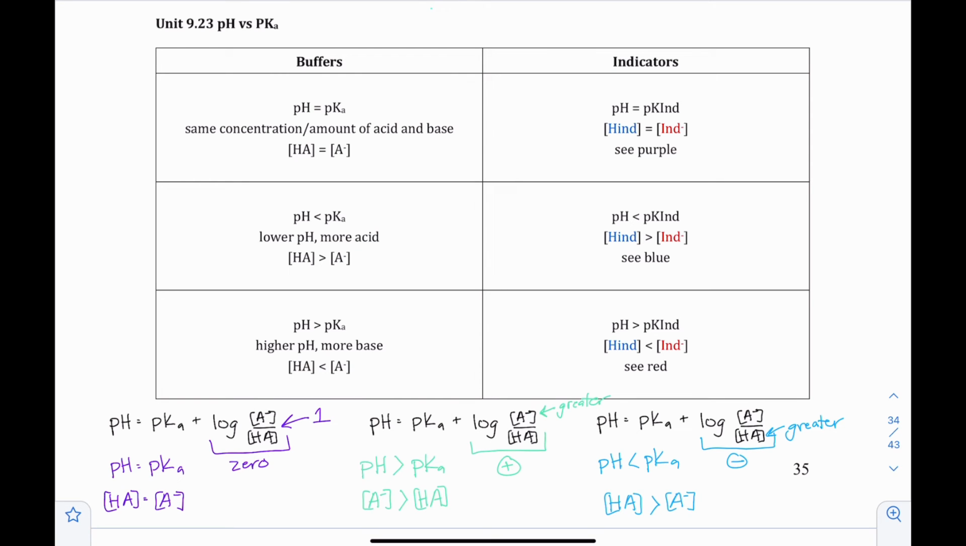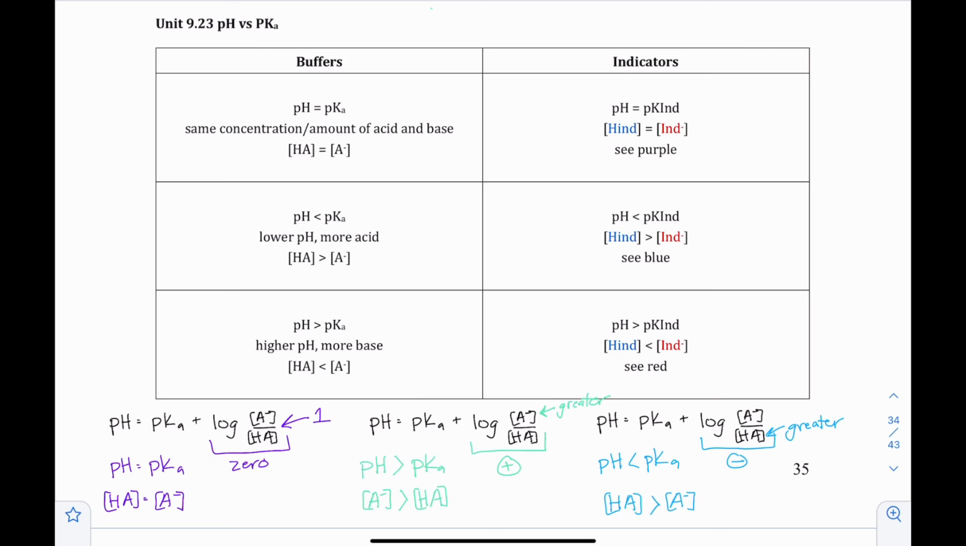And when the pH is less than the pKa, that means the second half of the equation must be negative. For the log of the concentration of the base over the concentration of the acid to be negative, the concentration of the acid must be greater than the concentration of the base.